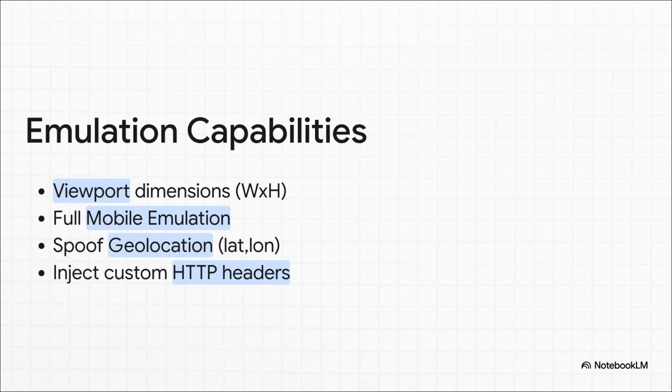Previously, that required stitching together a mess of third-party tools, proxy workarounds, and honestly, crossed fingers. Now, you can spoof exact geolocation coordinates using latitude and longitude and inject custom HTTP headers directly from the CLI. It transforms what used to be a frustrating, multi-step chore into a single, elegant line of code.